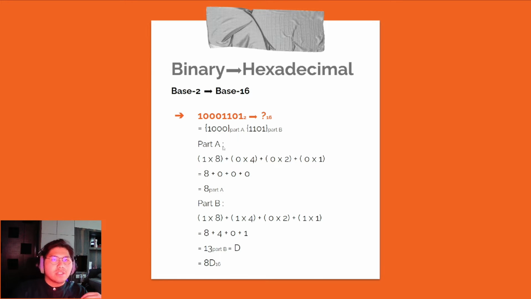Now binary to hexadecimal is also pretty simple. It's the same thing as the previous one, which is binary to octal, but instead of 3 in a group, we do 4 in a group. So here is the example, and when we get more than 10, we just need to convert it to the respective hexadecimal, which in this case, 13 is actually D. So we just convert 13 to D, and now we have 8D.